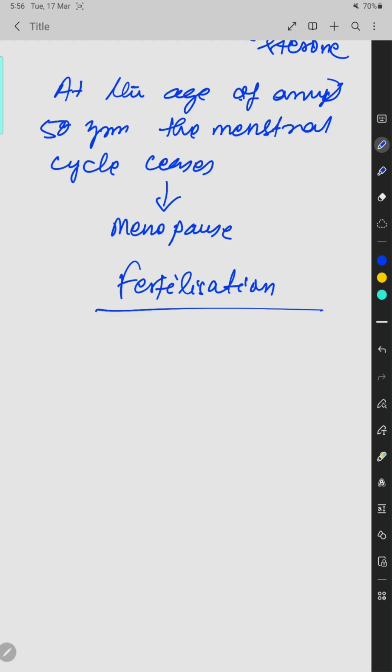Now the ovum is released from the ovary. The sperm has traveled up into the female reproductive tract. Now the next important event is fertilization. So when the penis is inserted into the vagina, that is called insemination.